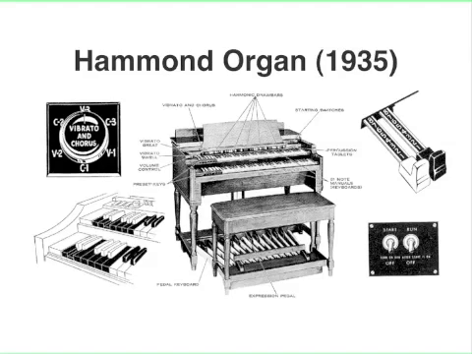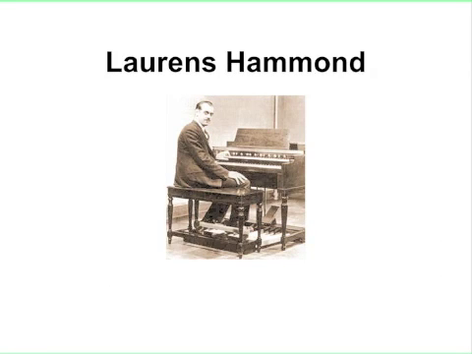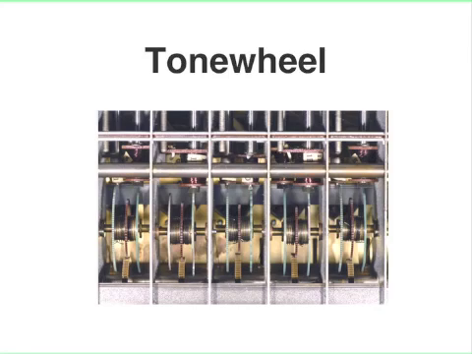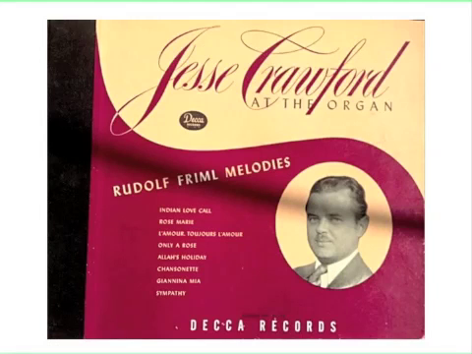Although there were earlier iterations, the actual Hammond organ using the tone wheel came out in 1935, invented by Laurens Hammond. Here's the tone wheel for a Hammond B3 organ, which is a little later, but you can see the bridges on the discs, which run across the pickup and create the different tones.